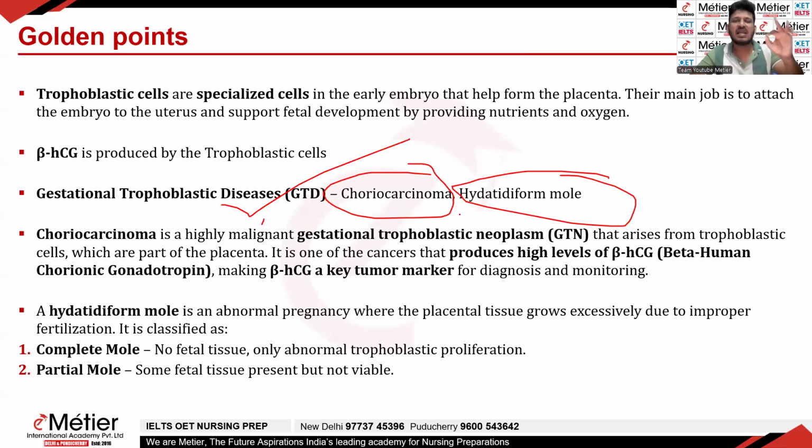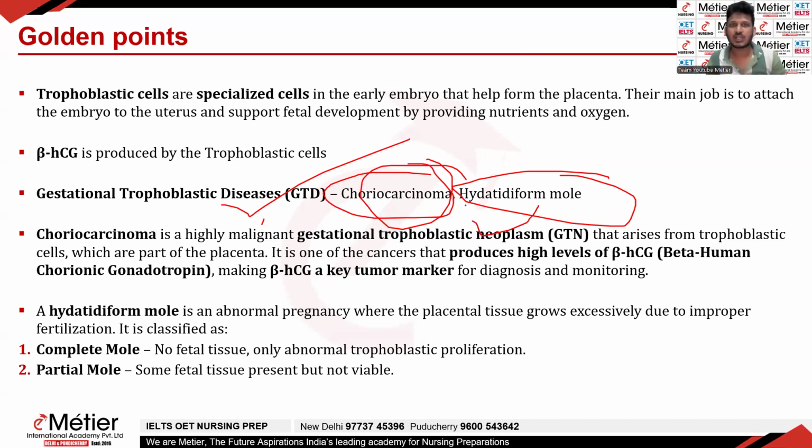Choriocarcinoma is a highly malignant gestational trophoblastic neoplasm, guys. It is a neoplasm, it is cancer cells. So choriocarcinoma is the cancer cell which is formed in the trophoblastic cell. That's all. So you all know that in the trophoblastic cell, HCG is produced. So if the cancer cell present in the trophoblastic cells is also producing HCG, just think how much HCG will be produced in the gestational trophoblastic disease, that is, in choriocarcinoma. So an excess amount of beta HCG will be produced in choriocarcinoma. So it is related to the question.